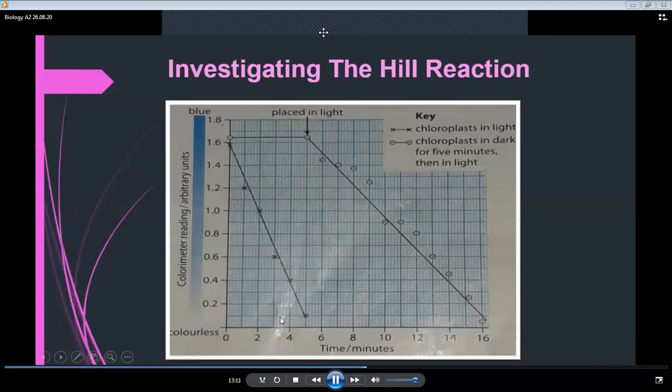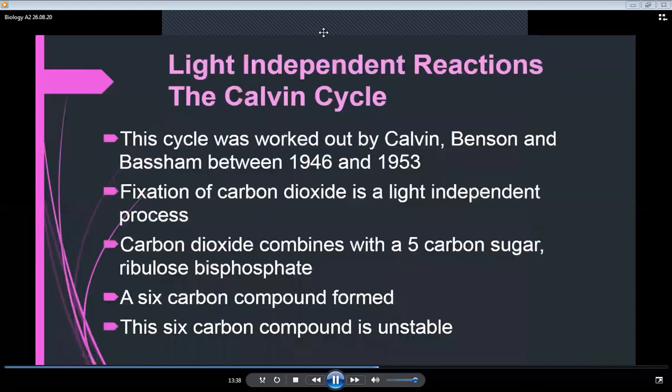Now you can see that in about 5 minutes, DCPIP is going to be decolorized. But when chloroplasts are placed in dark for about 5 minutes and then placed in light, DCPIP is going to be reduced, but it's going to take more time here. Roughly, you can see the time here as well. So this was all about the Hill reaction. I hope it's clear.